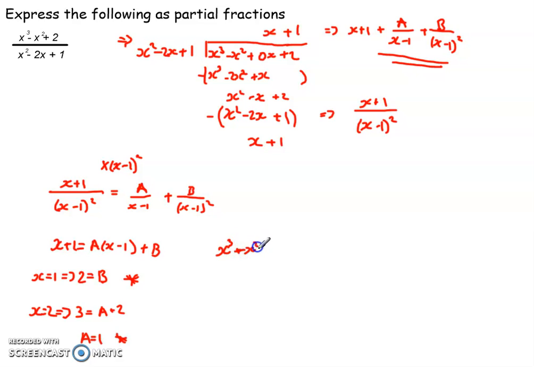So what I can then say is fine, so I know my x cubed take away x squared plus 2 all over the x squared minus 2x plus 1. That can be written by the answer from the division, so the x plus 1, then my partial fraction section. So plus a over x minus 1, plus 1 over x minus 1, plus b over x minus 1 squared, and I know b is 2, plus 2 over the x minus 1 squared.